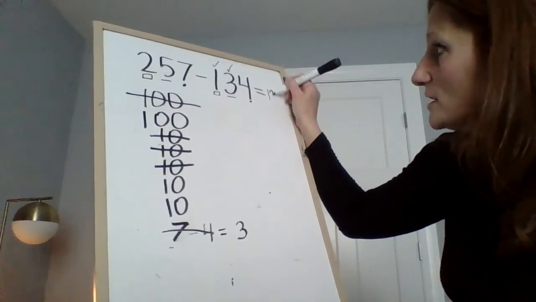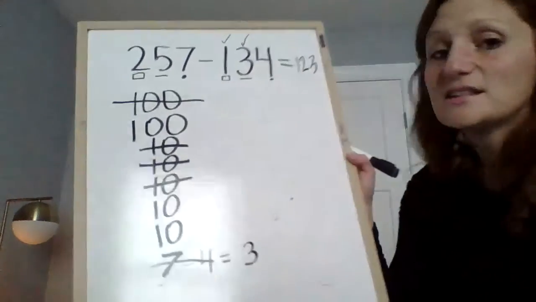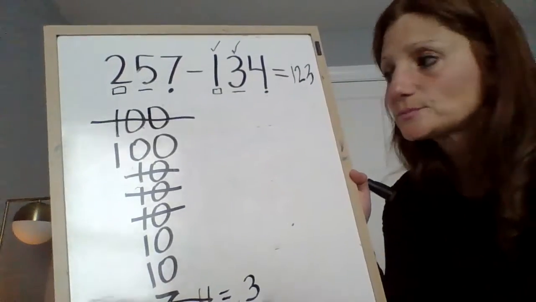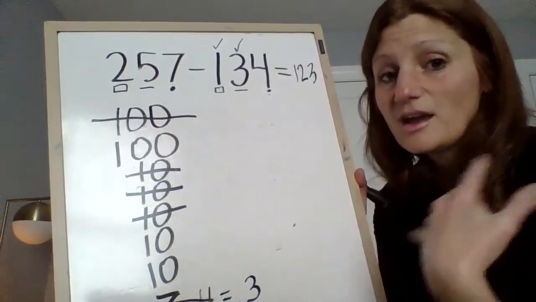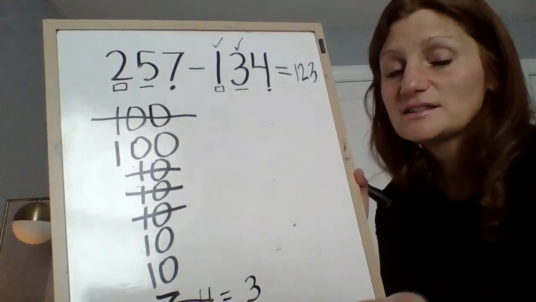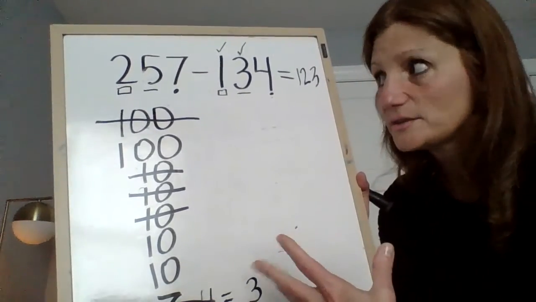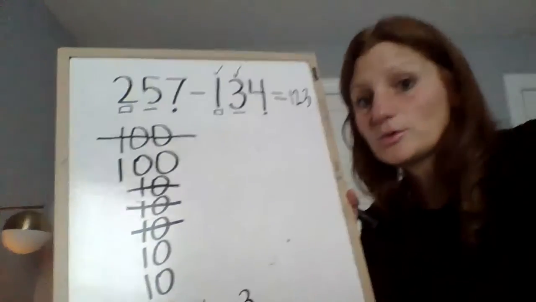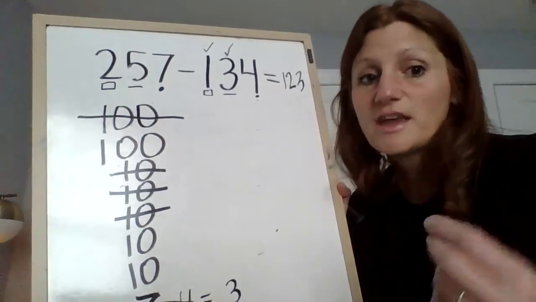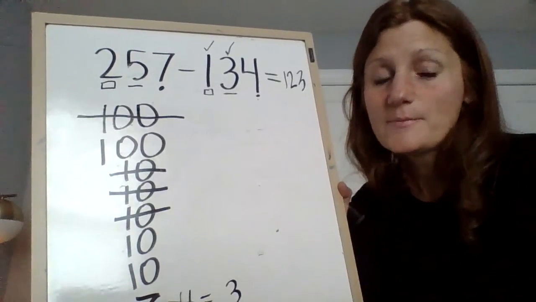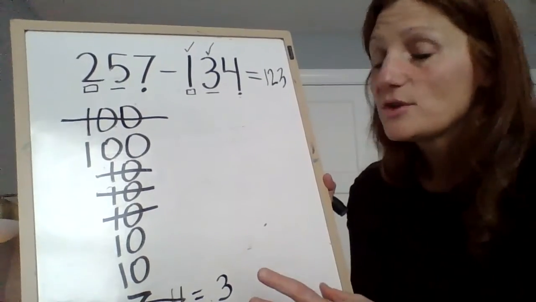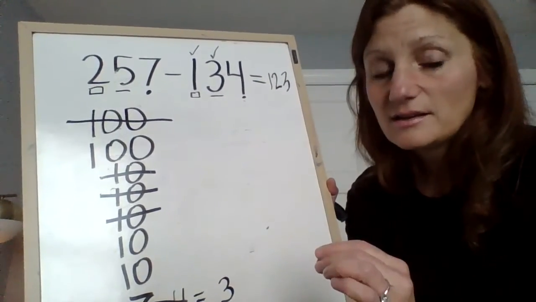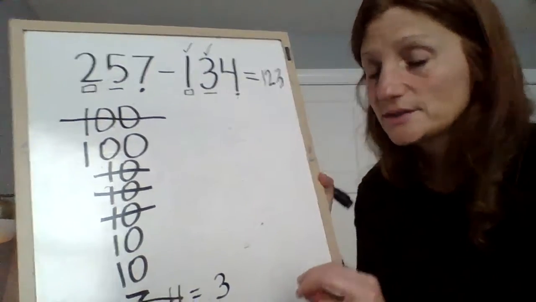So 123. And that's the same thing that we got when we used the base 10 pick. We should be getting the same answer. This is a nice way to double check ourselves. Mathematicians like to double check and make sure that they got the correct answer. Okay? So far we've used a base 10 pick and we've used towers.